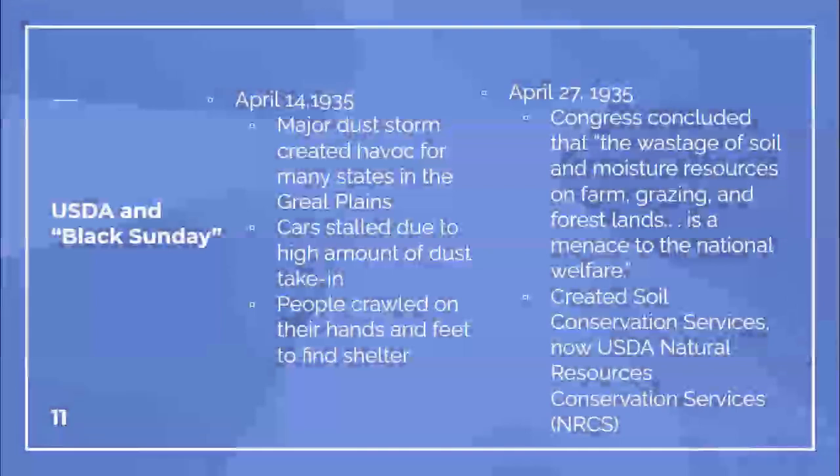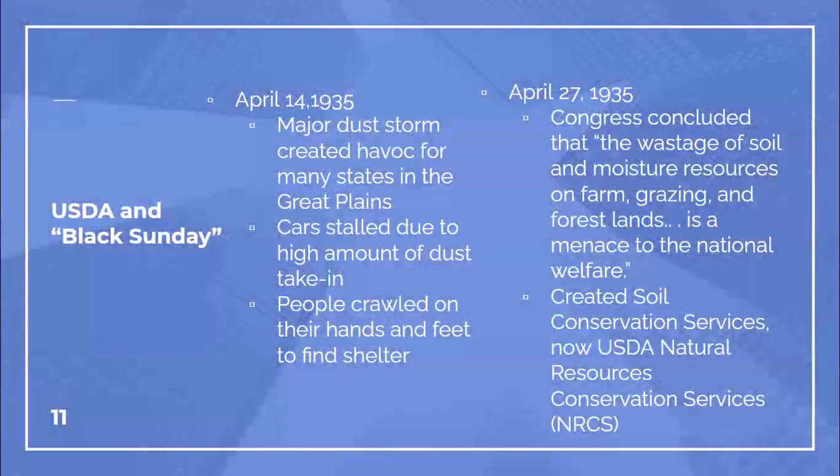So, what was Black Sunday? Black Sunday was an event that had taken place on April 14th, 1935. It was a major dust storm that had created havoc for many states across the Great Plains. While dust bowls and dust storms were common throughout the country during this time period, this was the worst one by far. Cars randomly stopped in the middle of the street due to the high amount of dust that went into the vehicle, and people had to crawl on their hands and feet just to dig around to find shelter. The visibility was so bad that you could not see anything in front of you, and some people believed that it was the end of the world during that time.